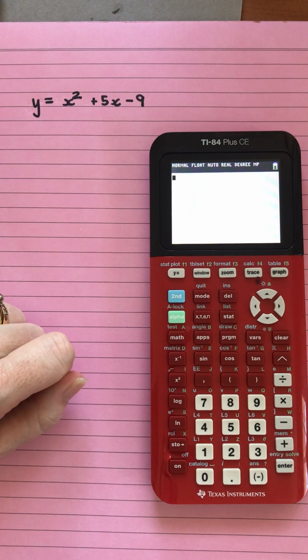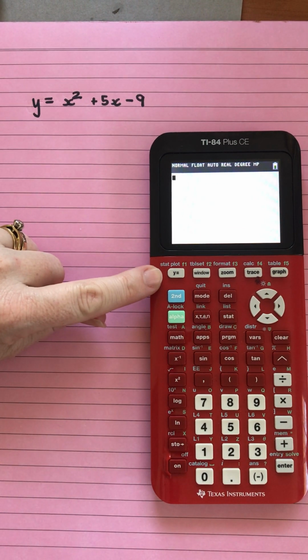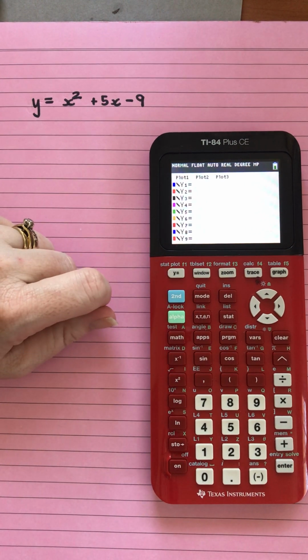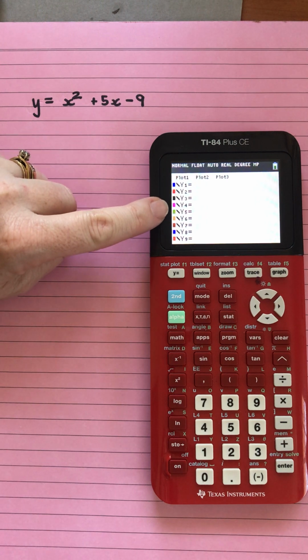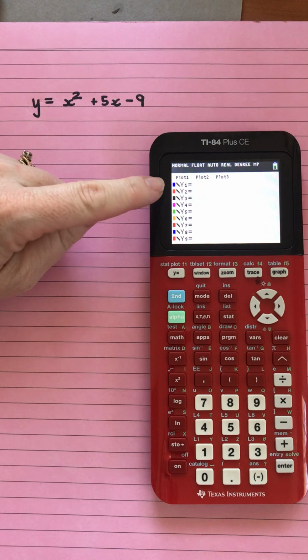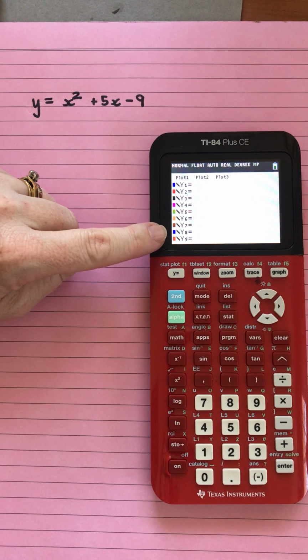We're going to type that into our y equals. So we're looking for the button right at the top here that has y equals. We're going to press that. We'll see that there are a few different options there to type into. This is so that we can put multiple functions in at the same time.